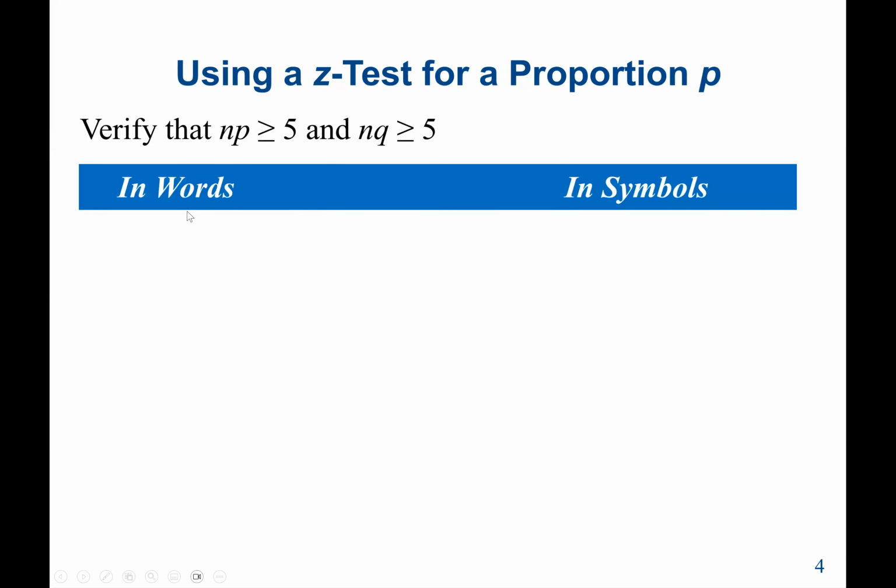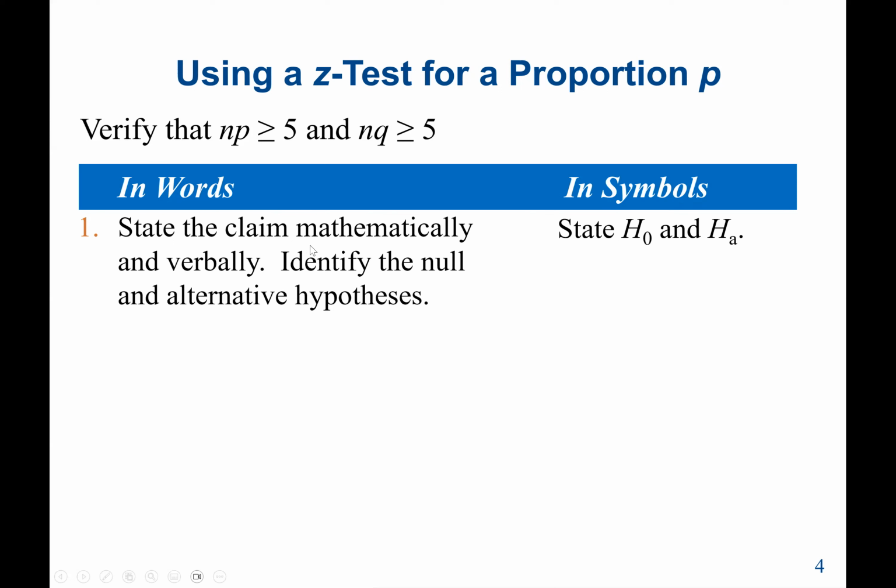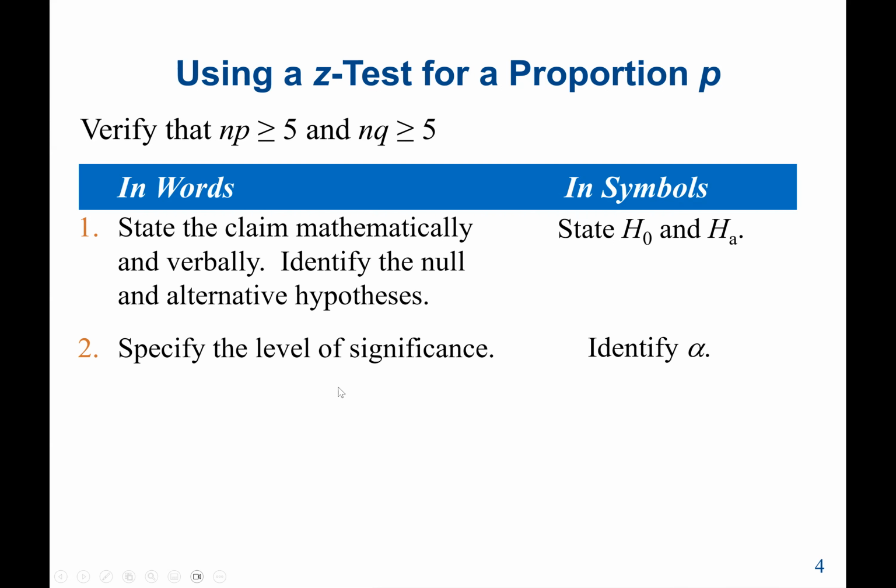So we should follow the steps here, in words and also in symbols. First thing we need to do when we are using the z-test for proportion P, we have to verify NP and NQ. We make sure NP and NQ are greater than or equal to 5. Then next we state our claim mathematically and verbally, and identify the null and the alternative hypothesis. So we state our H0 and HA. Then next, we have to specify the level of significance, which is alpha, always given to us.